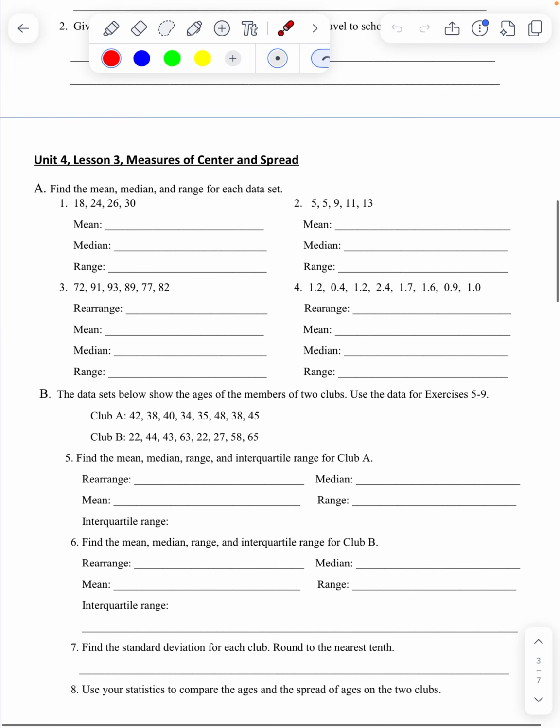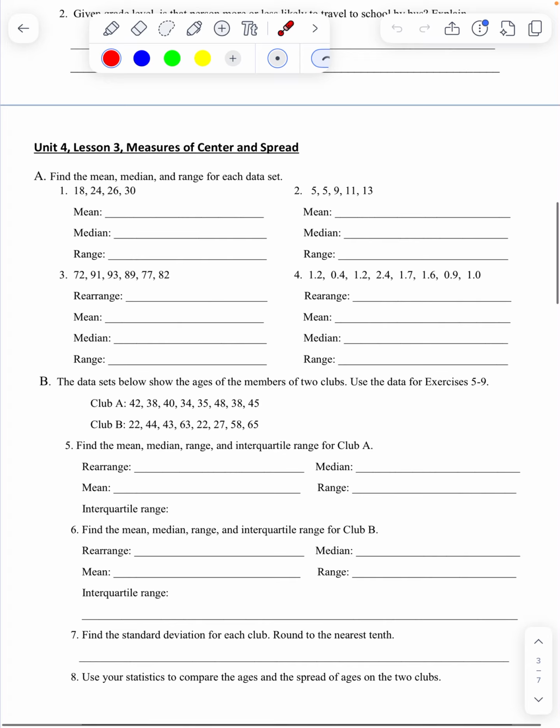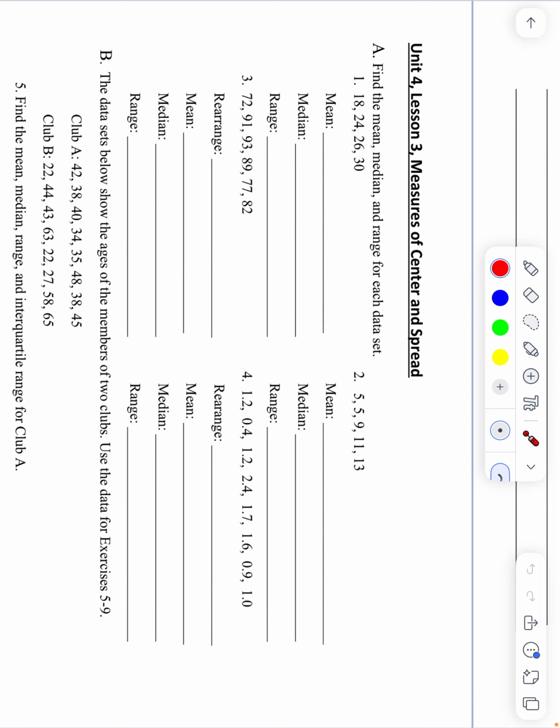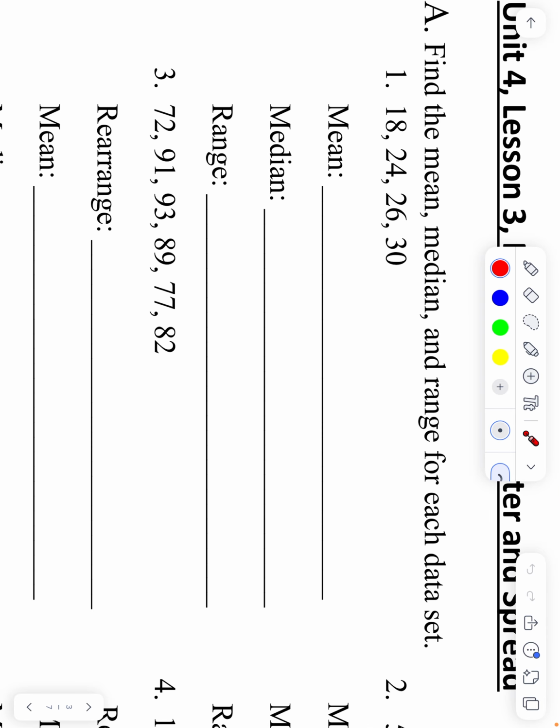Okay, part A, find the mean, median, and range of each data set. What does mean mean in math? It means the average.